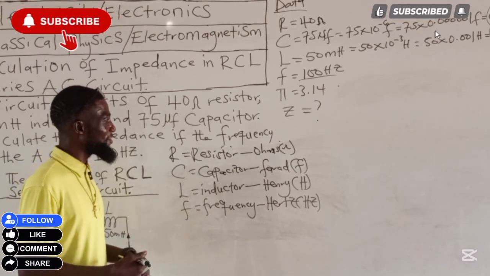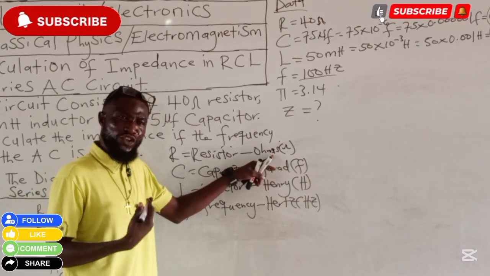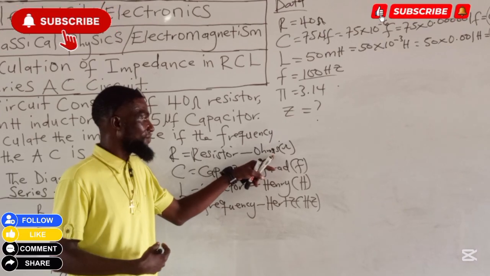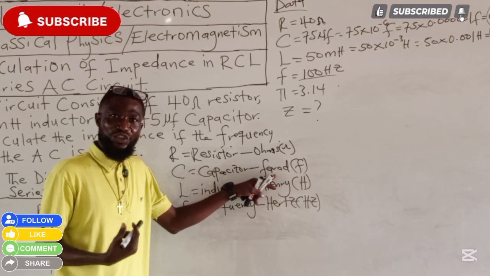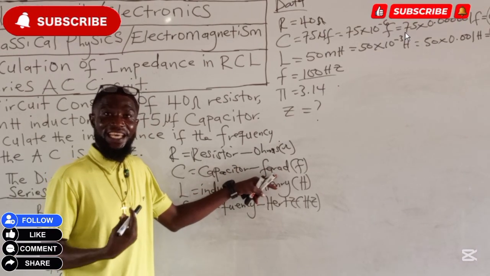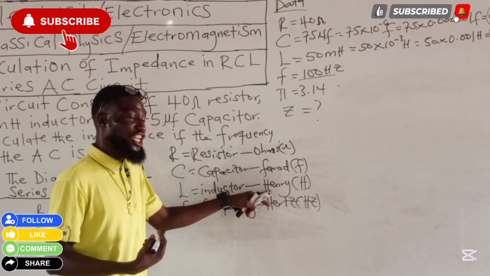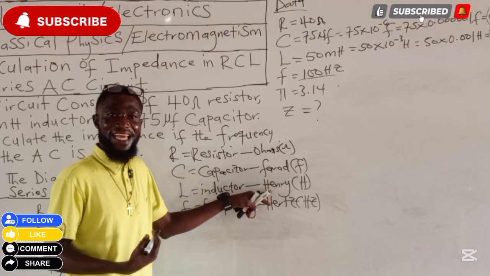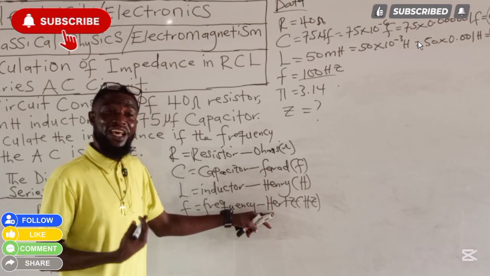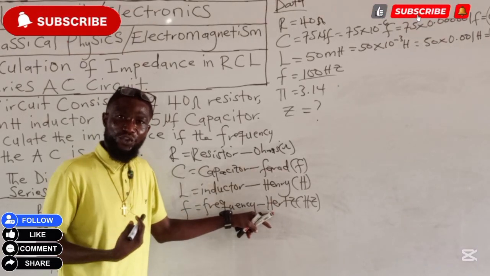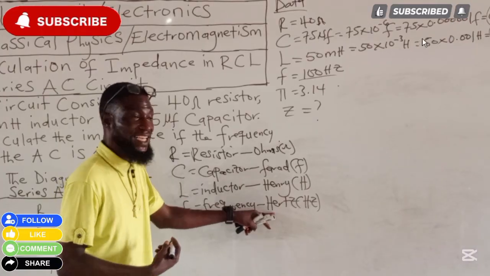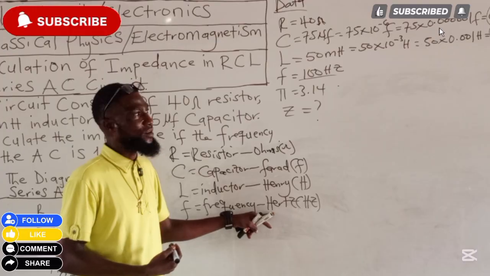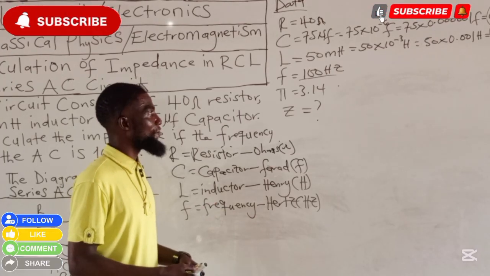On this note, ladies and gentlemen, I remember the unit ohm was introduced by Georg Simon Ohm, specifically in the year 1881. And the unit farad was introduced by Michael Faraday, specifically in the year 1881. And the unit henry was introduced by Joseph Henry, specifically in the year 1893. And the unit hertz was introduced by Heinrich Hertz, specifically in the year 1930. On this note, ladies and gentlemen, we'll be looking at our problem to solve.